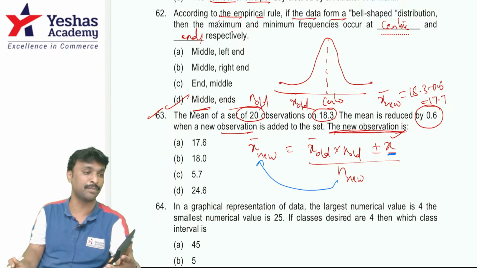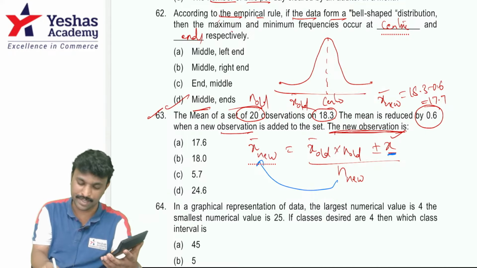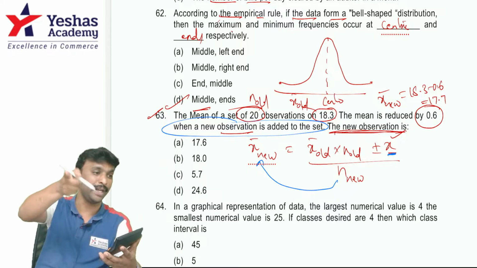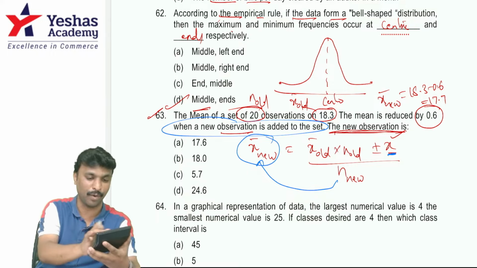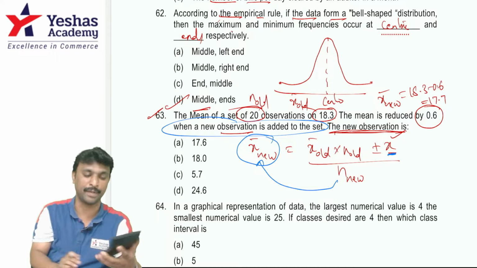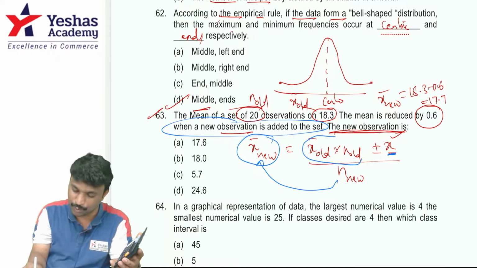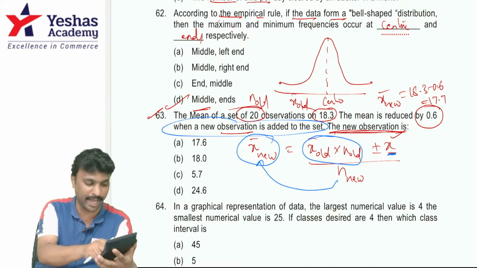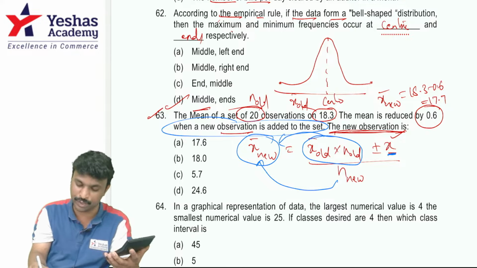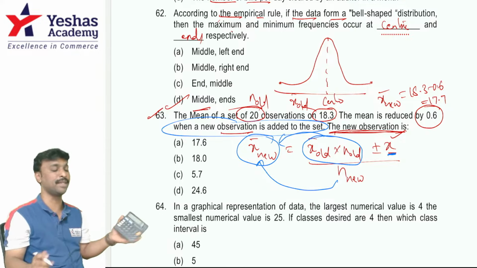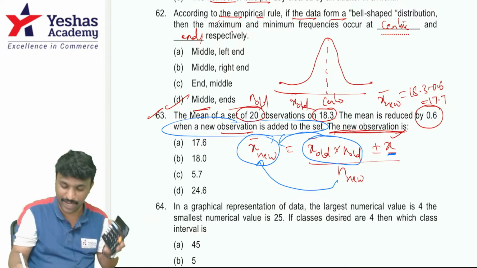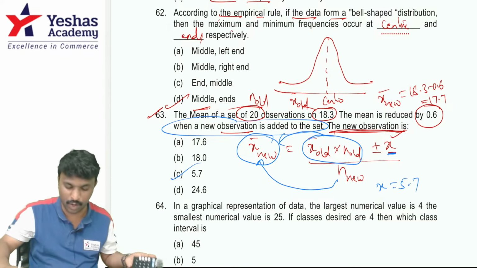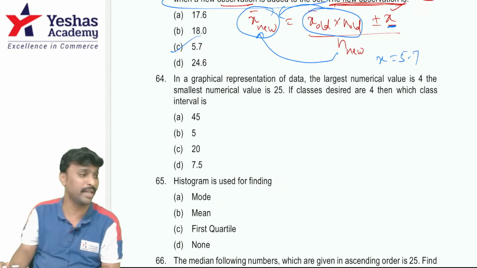The first thing that I have to transpose to the other side is N new. Since I have added one new observation to 20, N new becomes 21, into X new bar, which is 17.7. Press M plus, because that will stay positive only. These two you have to multiply. X bar old is 18.3 into N old is 20. But as a product, if it is sent to the other side, it becomes negative. So M minus you press, then MRC. So that is the X value. So X value is 5.7. Option C is the right answer. Moving on to the next question.